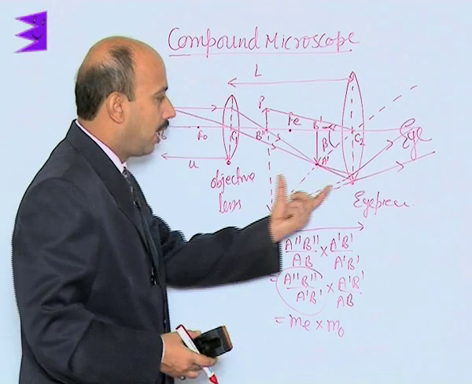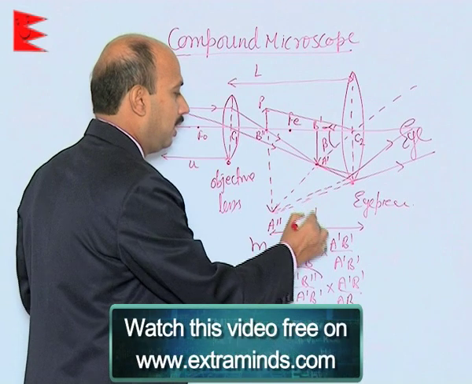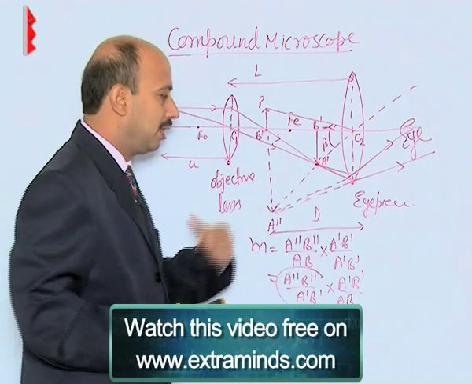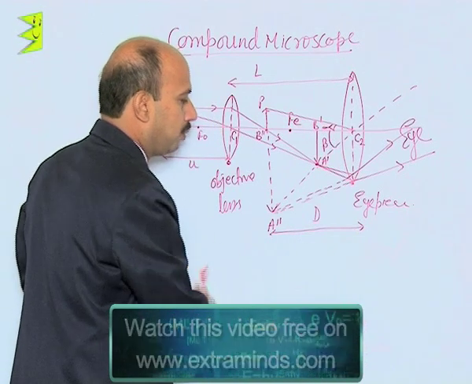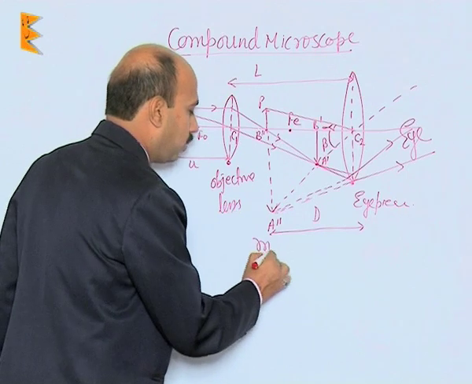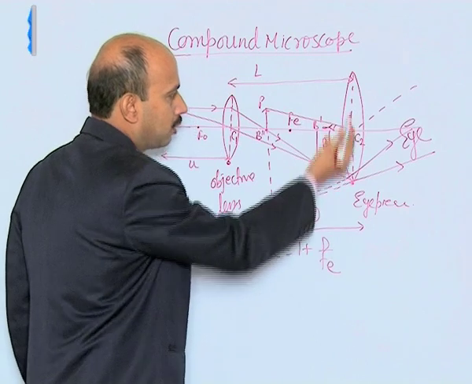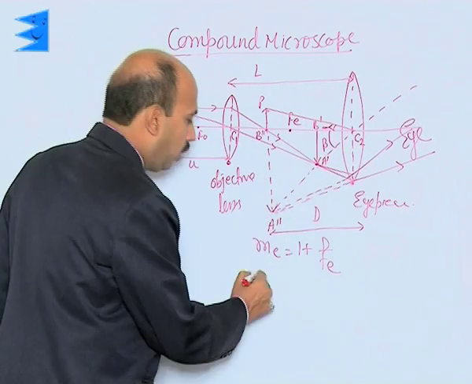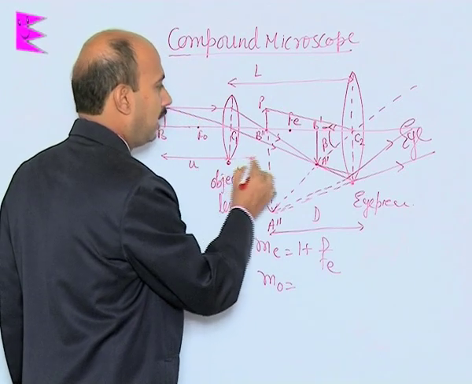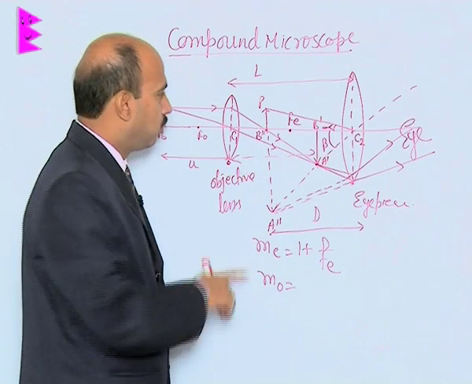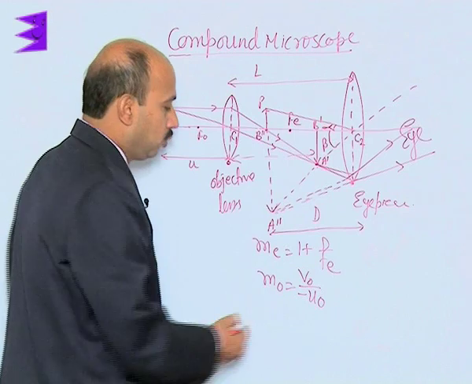And for this ME, when the final image is obtained at the least distance of distinct vision, we have already calculated the magnifying power. By the same method which we used in the case of the simple microscope, that is by using the lens formula, we can calculate ME is equal to 1 plus D upon FE. FE is the focal length of this eyepiece. And we can also calculate MO is equal to V naught, that is the image distance for the objective, upon minus U naught.